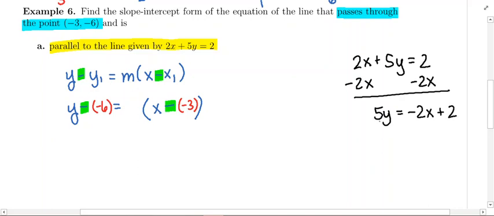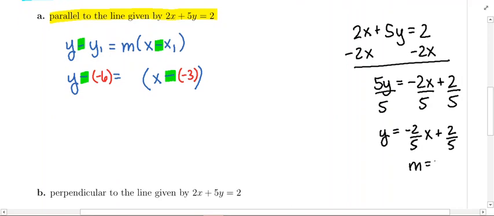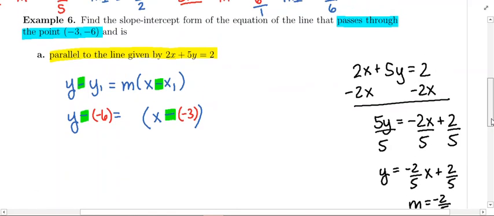Then to get y by itself, since I'm multiplying by 5, I'm going to undo that by dividing by 5. I've told you before, when you divide on the right by 5, everything gets divided by 5. So you're going to end up with y equals -2/5 times x plus 2/5. The slope of the line is the number in front of x, which is -2/5. Since the line we are looking for is parallel to this line, 2x plus 5y equals 2, it is going to have the same slope.